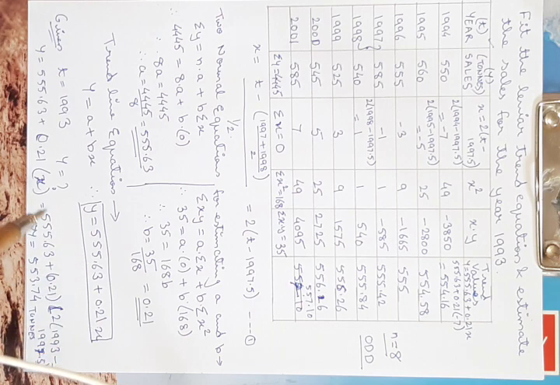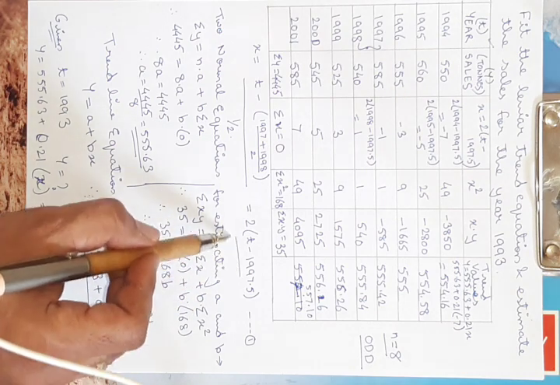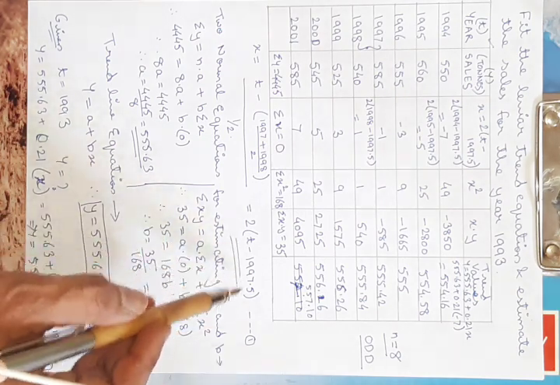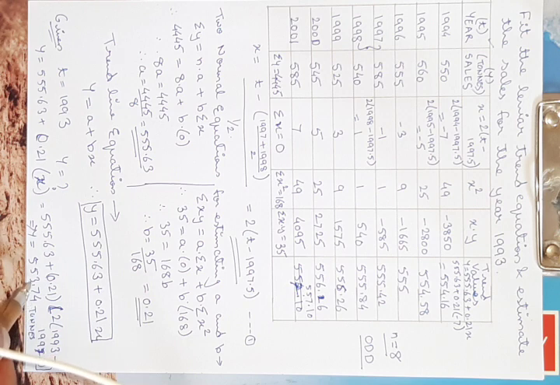So we have the formula y is equal to 555.63 plus 0.21x. So what is x? X, which is given here in equation 1, is T minus 1997.5. So 0.21 into bracket 1993 minus 1997.5. So we got the value of y as 553.74 tons. Friends, I hope you might have understood the problem.